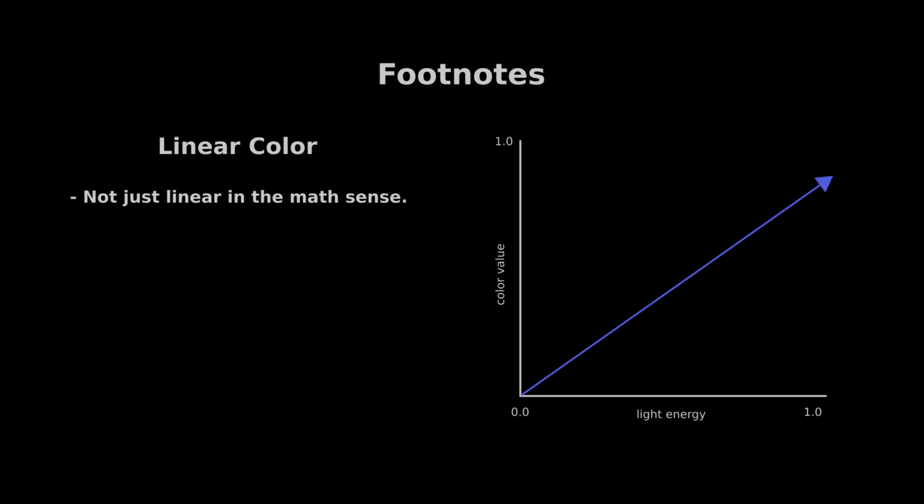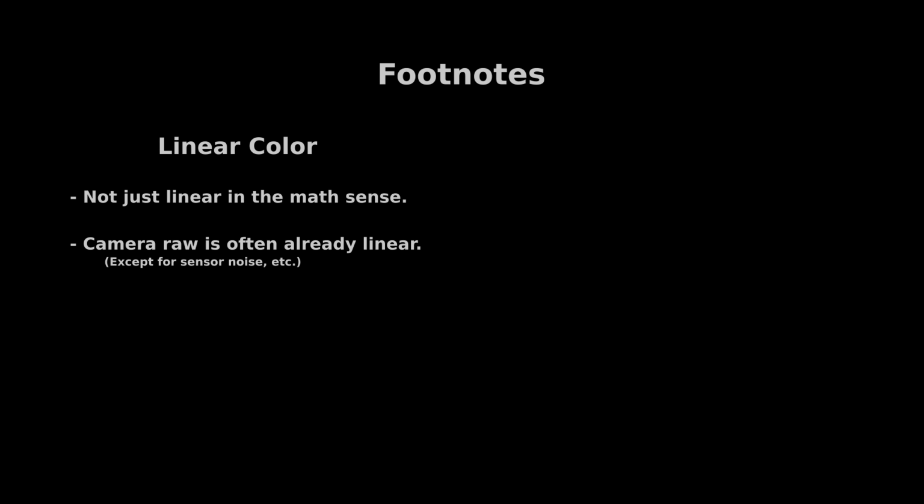Okay, and the next thing is that if you work with camera raw footage, that is often already linear. Not always. There are some raw formats that do a transfer function style thing, but most raw formats that I'm aware of are already linear, so you don't have to linearize them, except for things like sensor noise, which is what I'm going to be covering in part 2 in the next video.